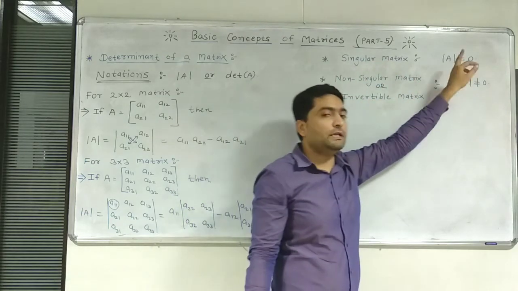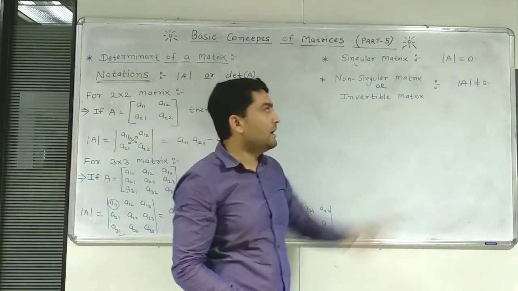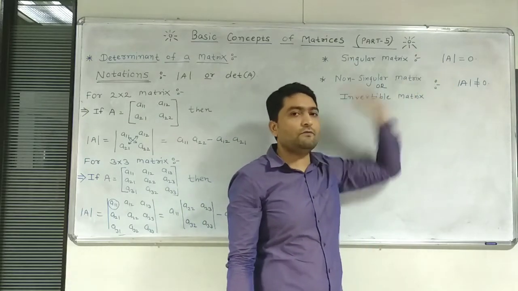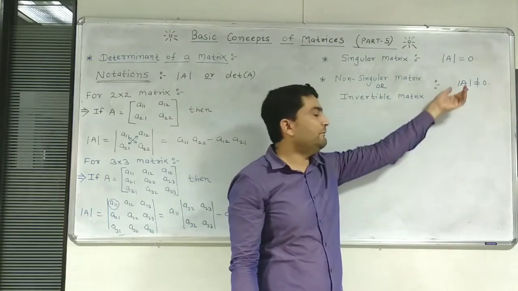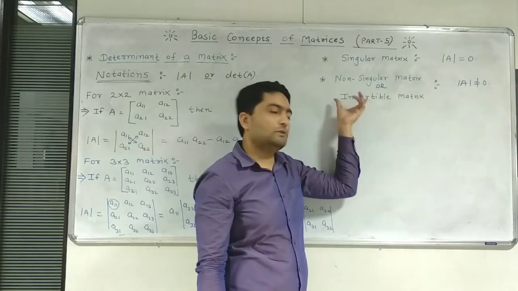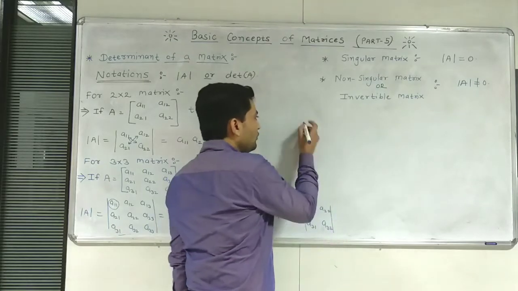That means if determinant is not equal to 0, you can find out its inverse. Okay, otherwise we cannot find out its inverse. If determinant is 0, we cannot find out its inverse. Okay, if determinant is not equal to 0, then we can find out the inverse. So that's why it is called invertible matrix. For example, how to find out inverse?